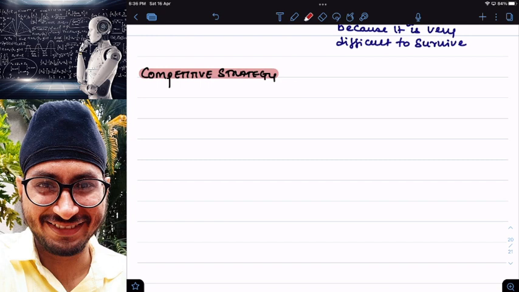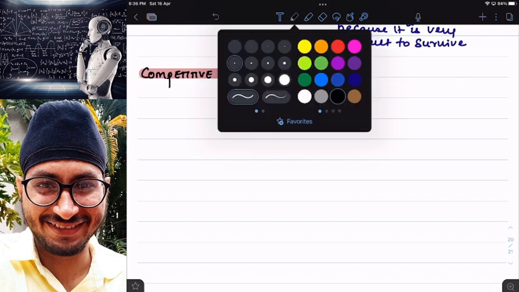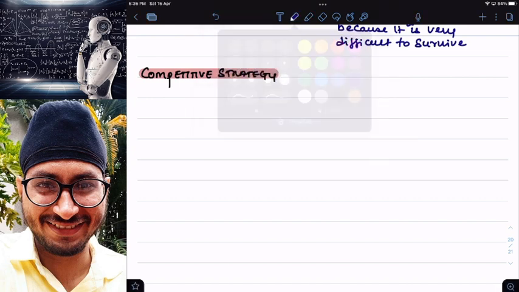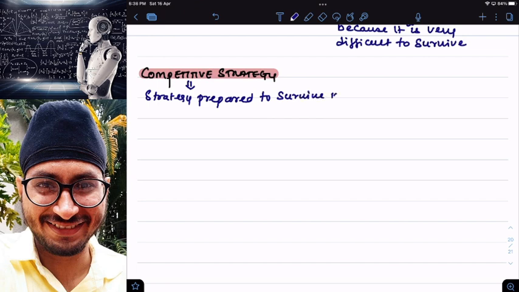Now, next concept we have is competitive strategy. That is part B of this chapter. Now, what exactly do we mean by competitive strategy? In simple words, it is a strategy prepared to beat competition, or you can say to survive in competition. Clear? A strategy prepared to survive in competition is called what?